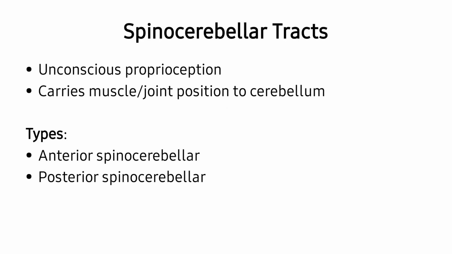So the other tract is the spinocerebellar tract. The spinocerebellar tract is responsible for which modality? The unconscious proprioception. What is happening there? This carries muscle and joint position to the cerebellum. Remember proprioception, we said position, knowing the body position. So now this is unconscious proprioception. Unconscious proprioception is a modality of the spinocerebellar tracts.